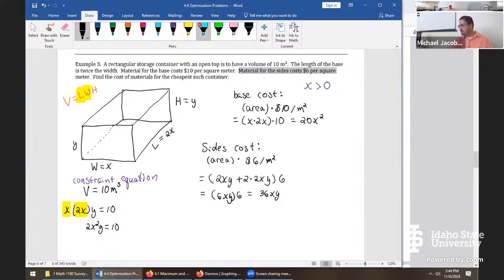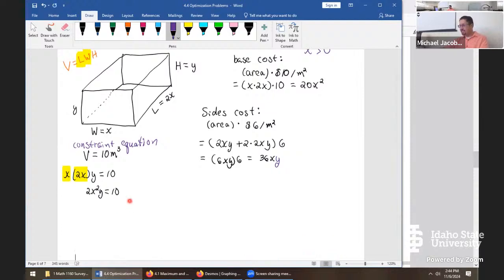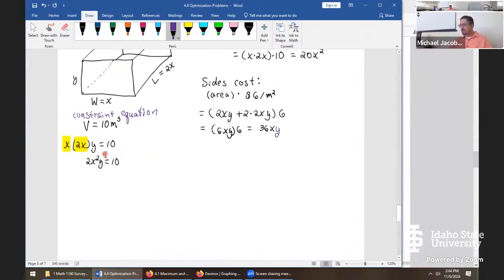We'll get, let's see here, we should probably start highlighting these a little bit more. Let's go with purple. So we have a 36xy. Over here, let's hide that test. y is going to be equal to 10 divided by 2x squared. So this would be 5 times x to the power negative 2.